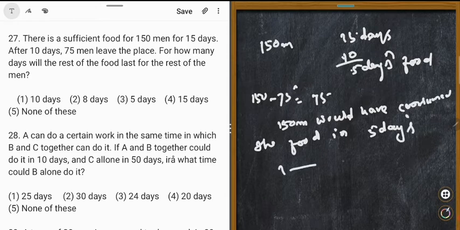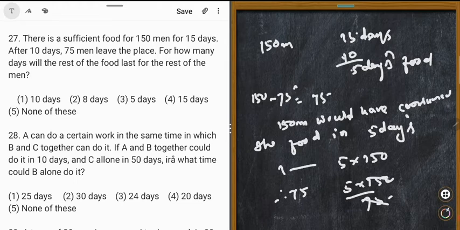One man would take 5 into 150 days. Therefore 75 men will take 5 into 150 upon 75, that is equal to 10 days. How many days? 10 days, not 5 days. Could you understand? That is option number 1, 10 days.